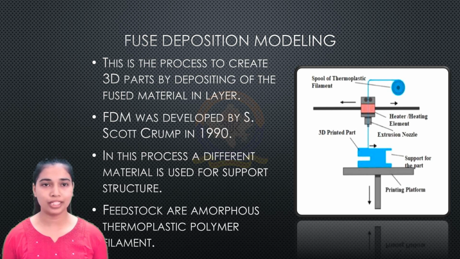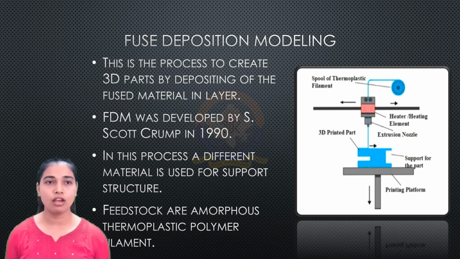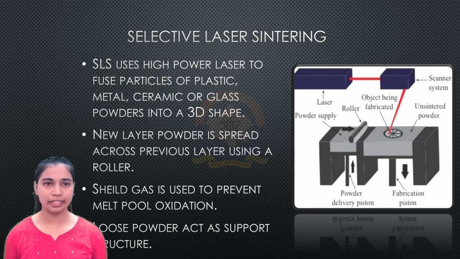In order to build complex shapes, FDM uses support material apart from the build material, which supports the overhanging structures during the process and helps in maintaining structural integrity of parts until it is strengthened. The support material is then removed by breaking or by dissolving using an appropriate solvent. Next is selective laser sintering.